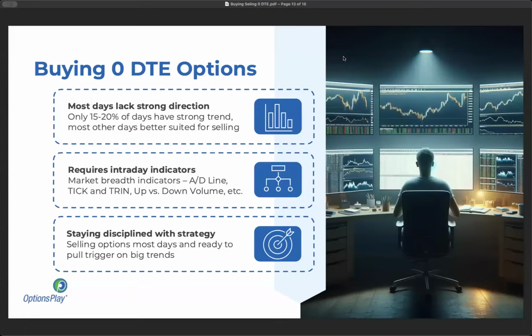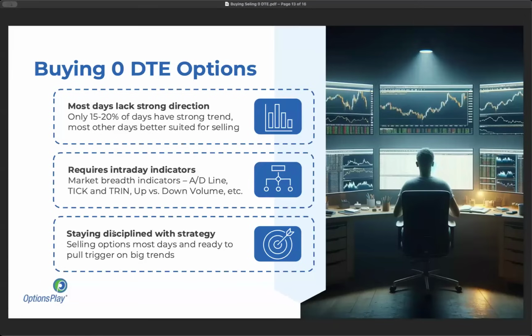Which might be frustrating, but that's why I think it's also important to understand buying versus selling, so that you can combine those two strategies. On some days, or most days, you end up selling, and then on the infrequent days where you do get those big moves, that's when you turn into a buyer and you try to hit some home runs.